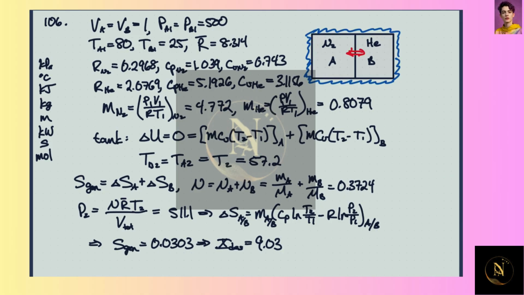In this problem, we have a tank, and it has a piston in the middle of it. And the piston can slide. Well, in one case, it can slide, and in the other case, it can't. It's fixed. But we also have heat transfer across there. So in this side, we have nitrogen, and this side, we have helium.